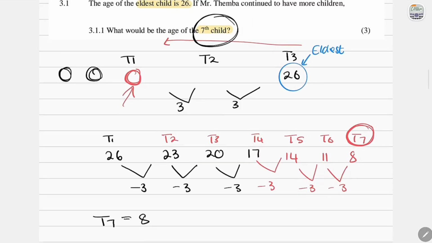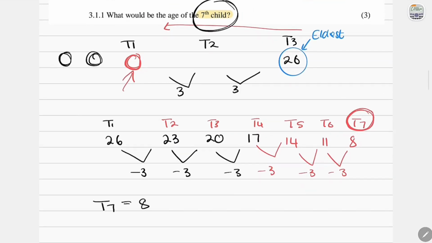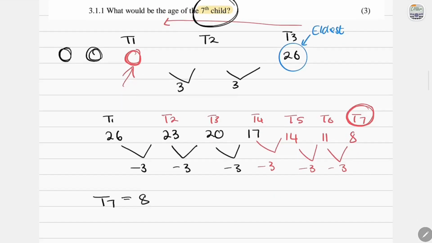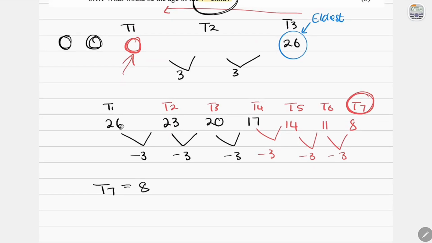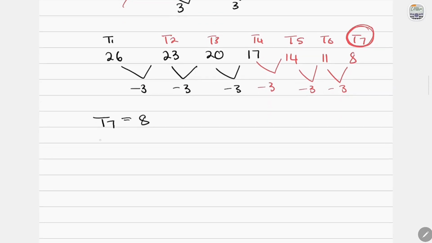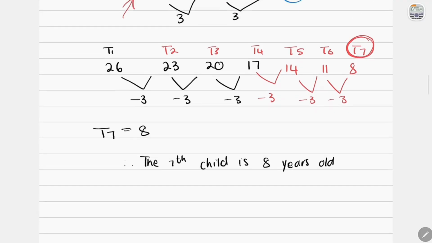But the formula for this pattern, you see that you would have to reconstruct it. You can't actually write it from the youngest to the eldest because then it's not going to make sense. Then his child, who is 26 years old, is not the third child anymore. Okay, so yeah, we can actually just find it like this. So the seventh child would be 8 years old. Okay, and that is our answer.